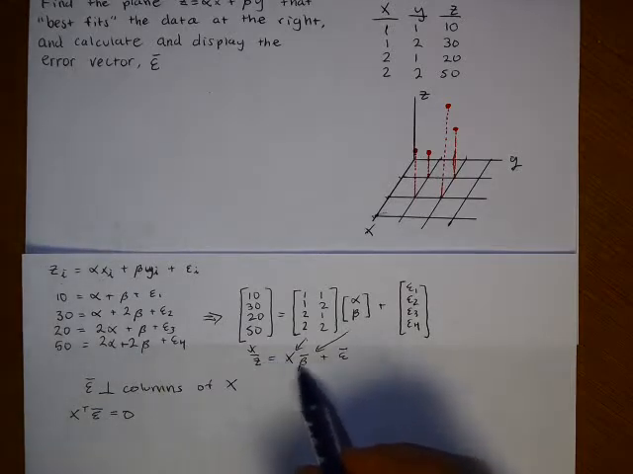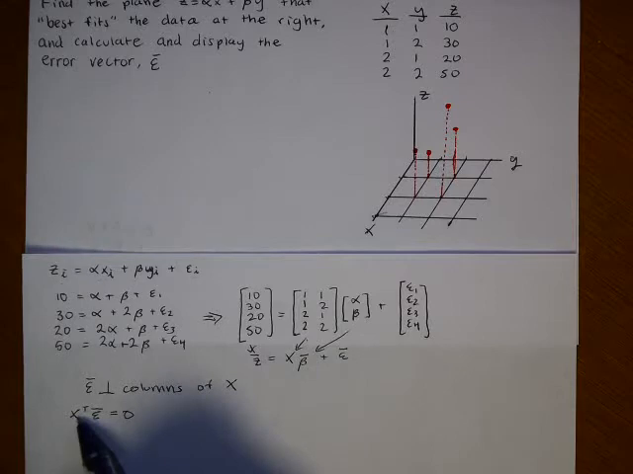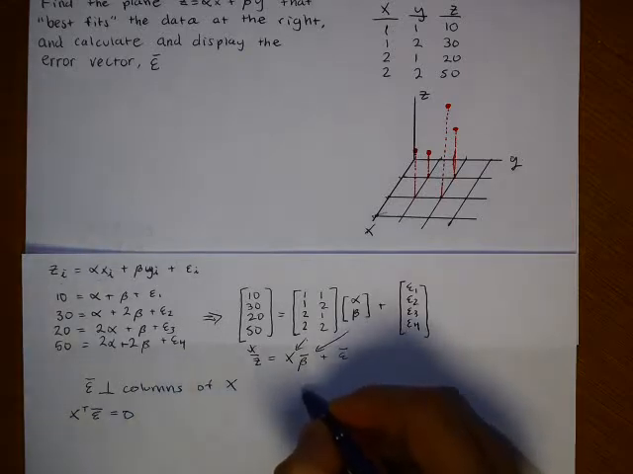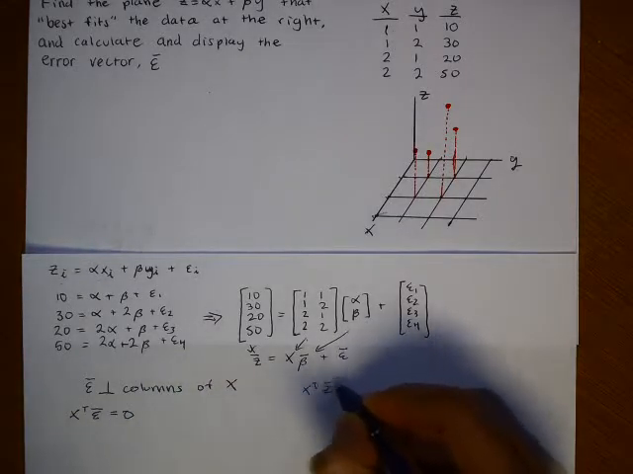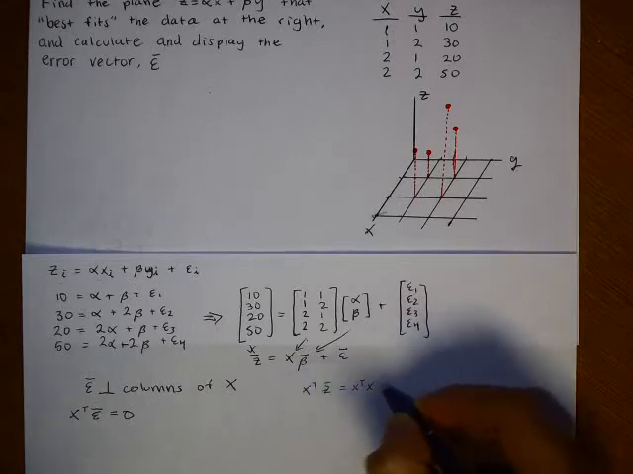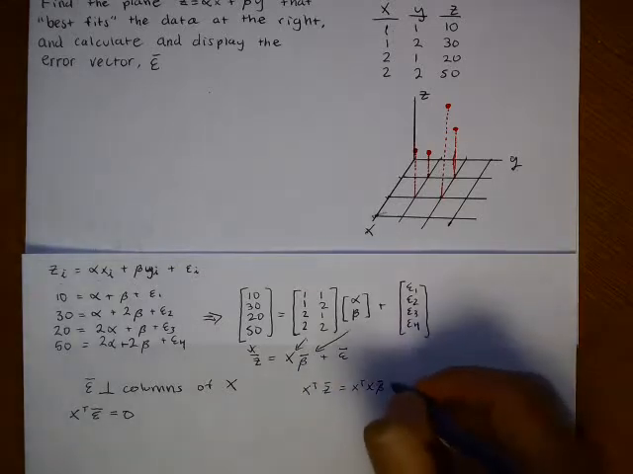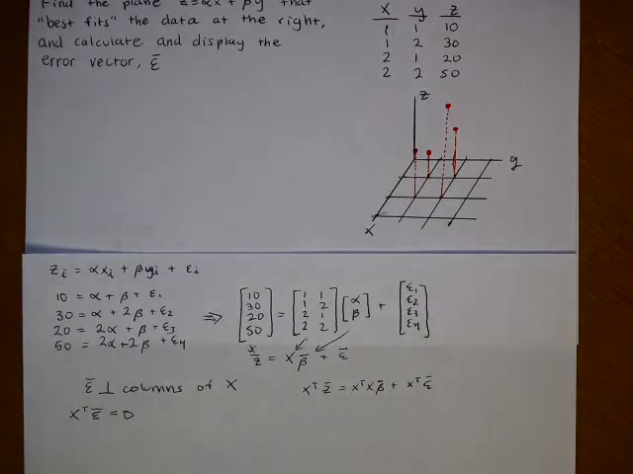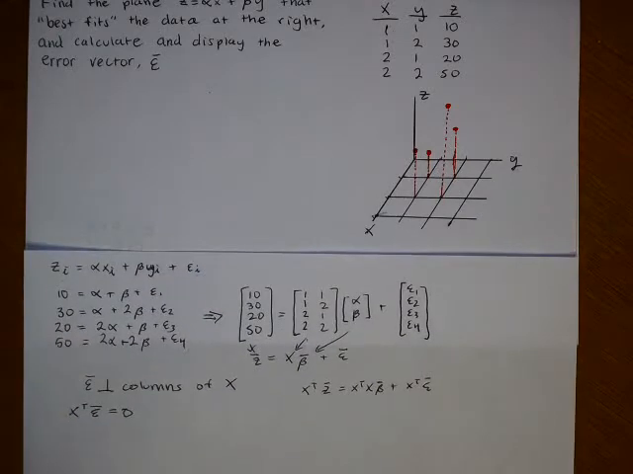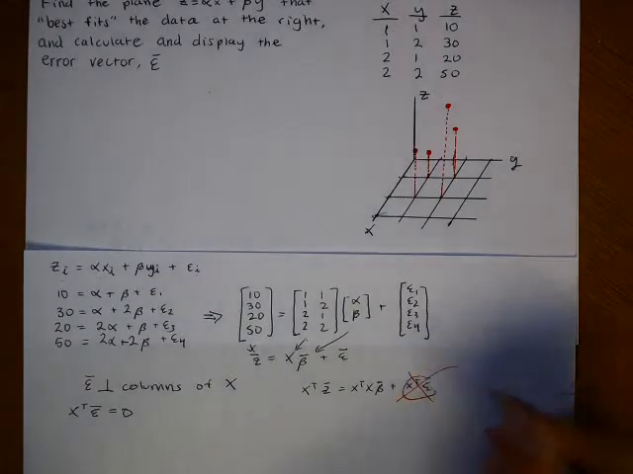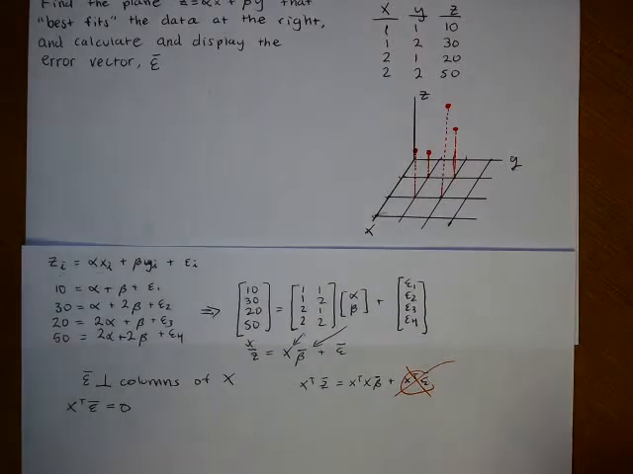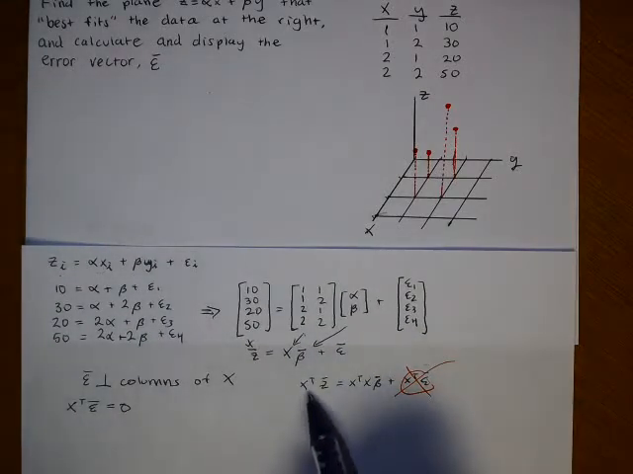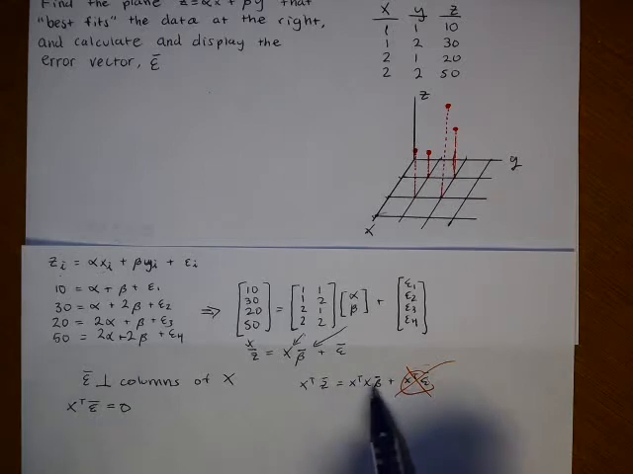So what we're going to do now is take this equation here and multiply each term by our transposed x matrix. So we're going to end up with x transpose z equals x transpose x times our beta vector plus x transpose times our error vector. And as I said earlier, x transpose times our error vector is going to be equal to 0, so this term disappears from that equation. So now we're going to calculate our x transpose z and our x transpose x times our beta vector.